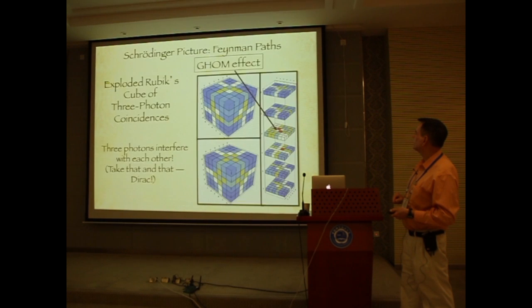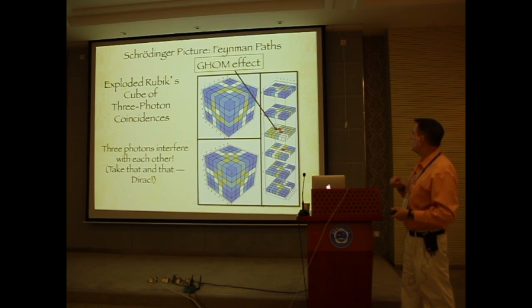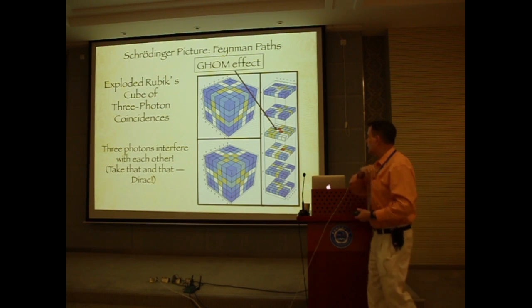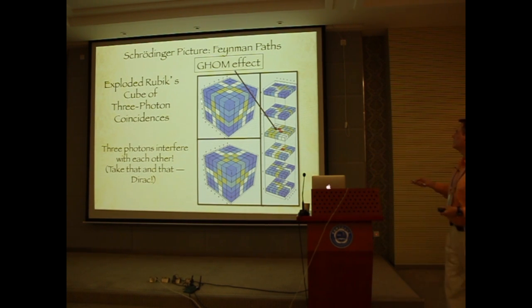And there's a disadvantage. What are the axes on this plot? Coincidence counts. Sorry, they're unlabeled. So this is detector 1, 2, 3, 4, 5, 6, and this is detector 1, 2, 3, 4, 5, 6.